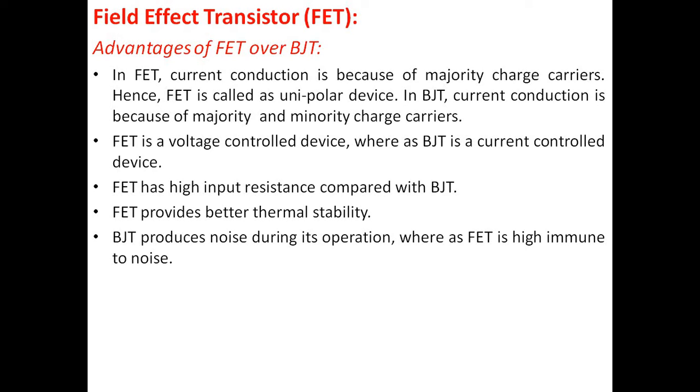BJT is going to produce noise whenever it operates. The reason is that the current conduction is due to both majority as well as minority carriers. Due to the movement of the minority charge carriers, it produces a small amount of noise. Whereas the FET doesn't produce noise because the current is due to only the majority charge carriers. That's why we can say FET is highly immune to noise.